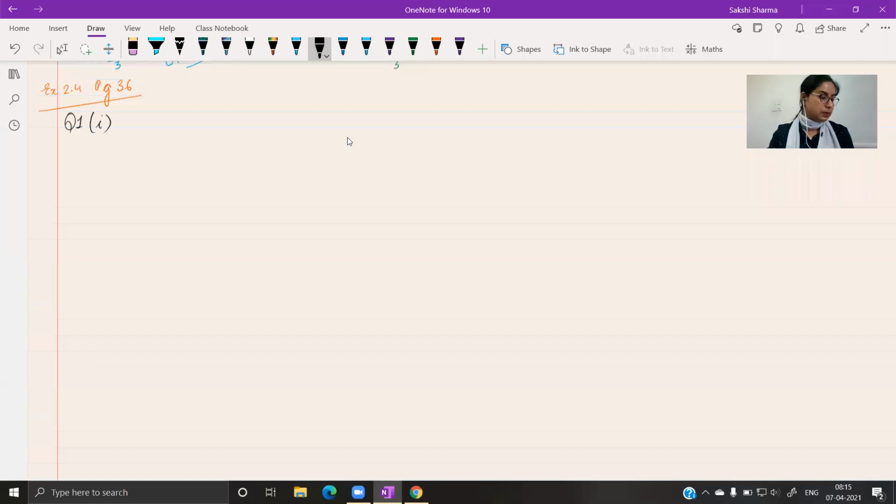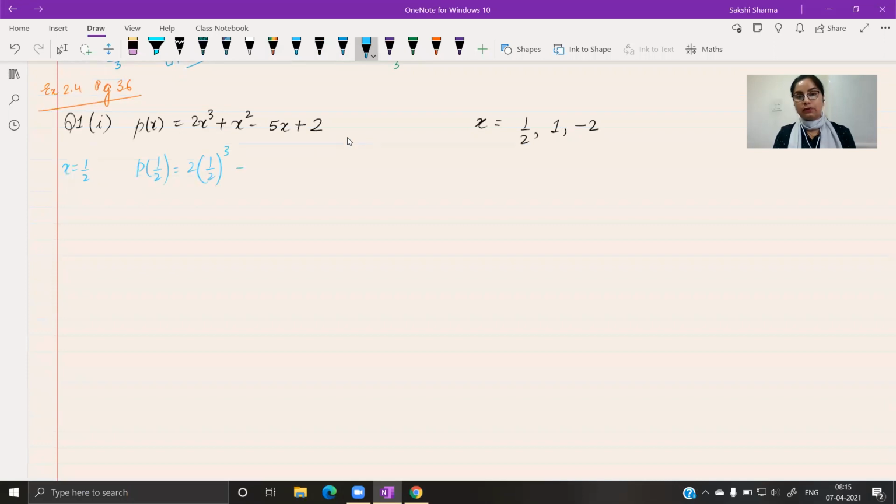Question number 1, first part, the values and the polynomial. P(x) is 2x cubed plus x square minus 5x plus 2, and the values are x equals 1 by 2, 1 and minus 2. So start by using these values one by one. X equals 1 by 2, find P(1 by 2). Solve carefully.